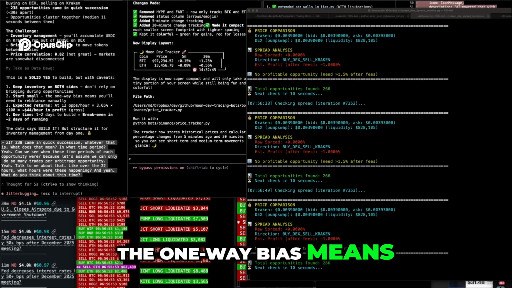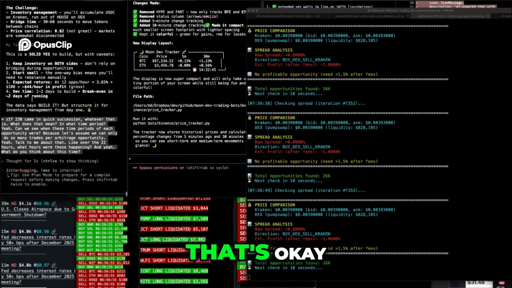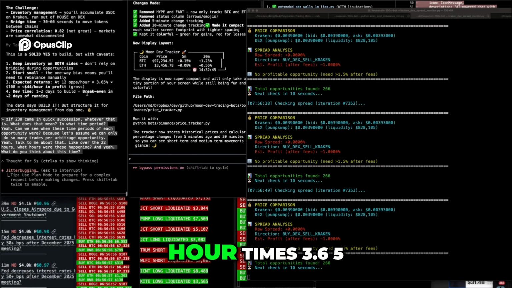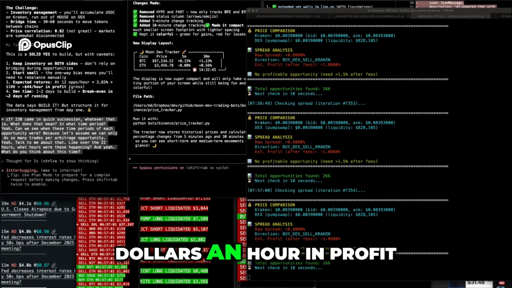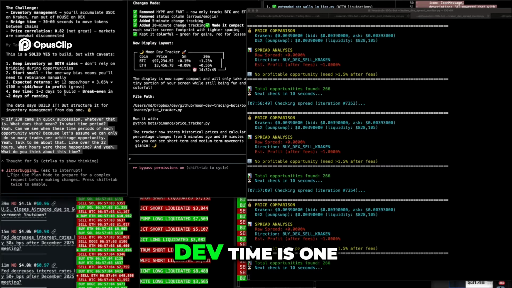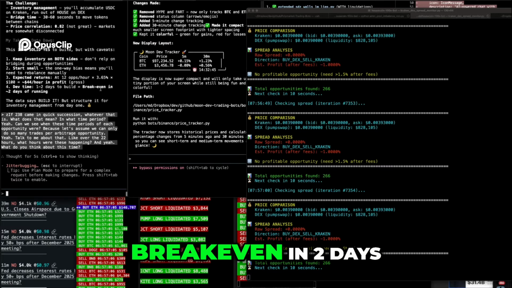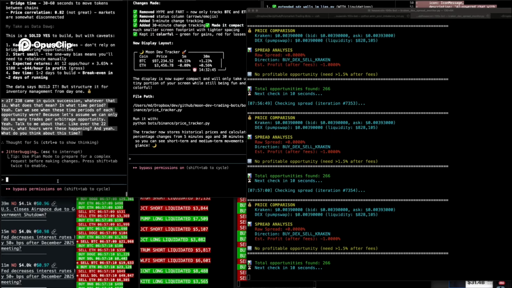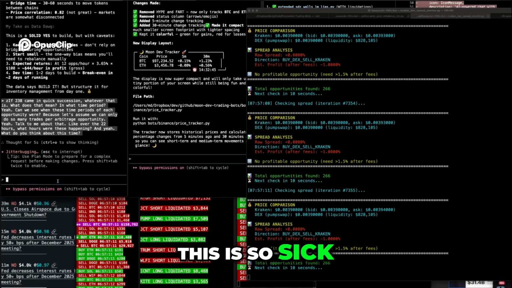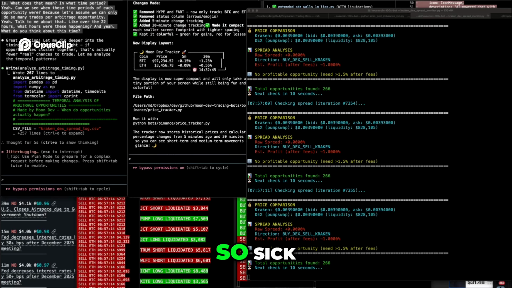The one-way bias means you'll need to rebalance manually. That's okay. At 12 ops an hour times 3.65, that's $44 an hour in profit gross. Dev time is 1 to 2 days. Break even in 2 days of running. Okay, that's fire. That's fire, dude. This is so sick. So sick.